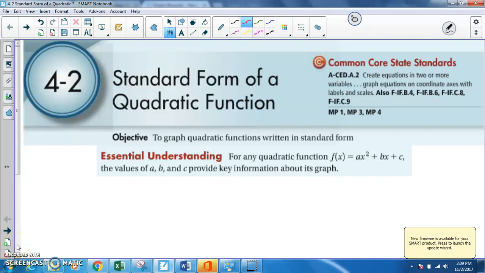242, standard form of a quadratic function. You will be able to graph a quadratic function written in standard form. The essential understanding: a quadratic function f of x is equal to ax squared plus bx plus c. The values of a, b, and c give us information about our graph.